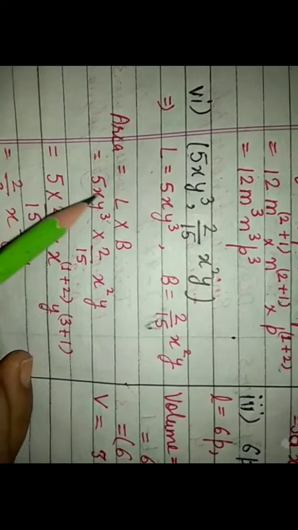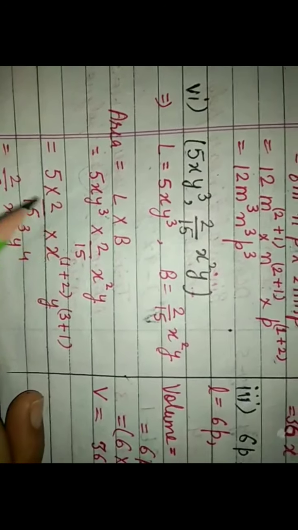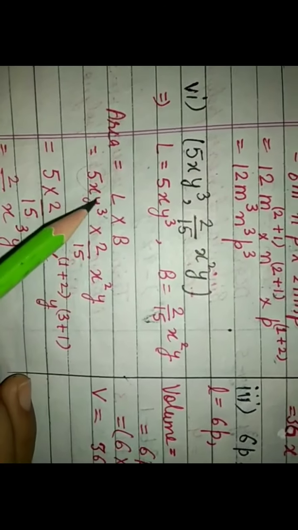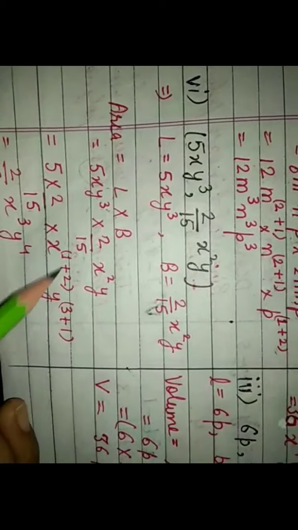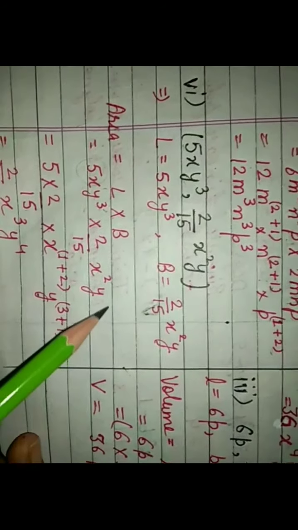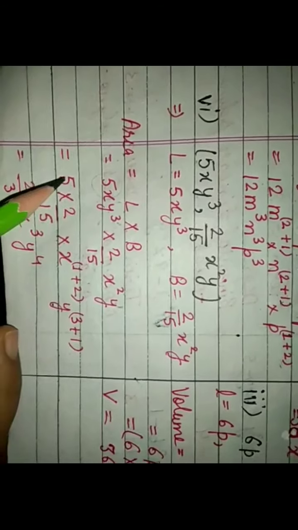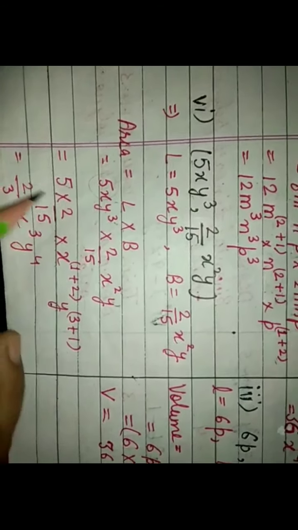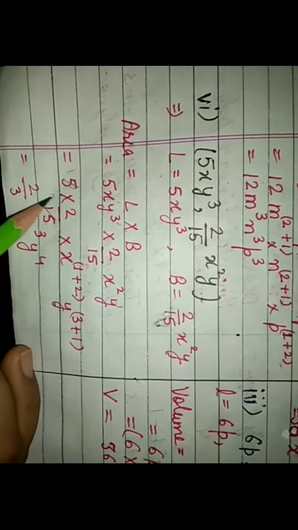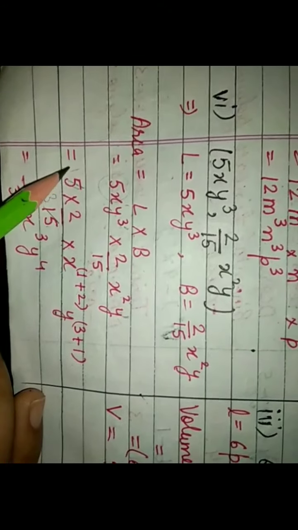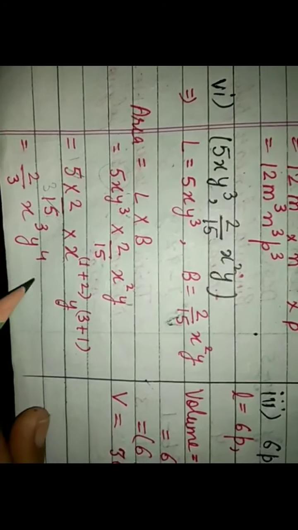So multiply numeric value by numeric value. So 5 multiply 2 upon 15, multiply x. Here is x to the power 1 and here is 2. So x to the power 1 plus 2, and y to the power 3, and here is 1. Okay. So y, 3 plus 1. So you can divide 5 and 15. So 5 ones are 5 and 5 threes are 15. So now in the numerator there is only 1 multiply 2 and upon 3. So 2 upon 3 x to the power 3 and y to the power 3.